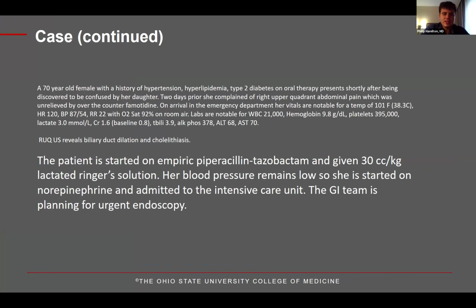Okay, so our patient is started on empiric piperacillin-tazobactam and given a 30 cc's per kg IV fluid bolus of lactated Ringer's. Her blood pressure remains low, so she is started on some norepinephrine and admitted to the intensive care unit. The GI team is planning for urgent endoscopy.